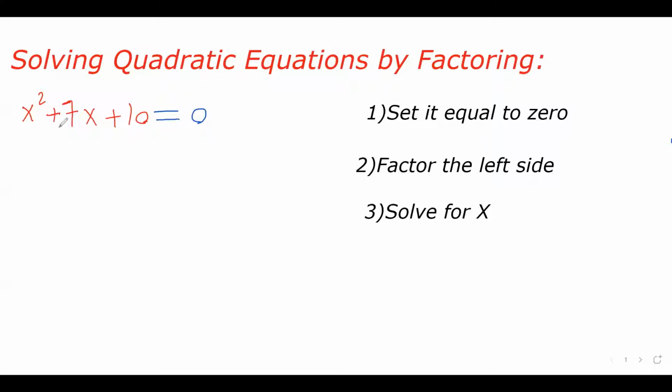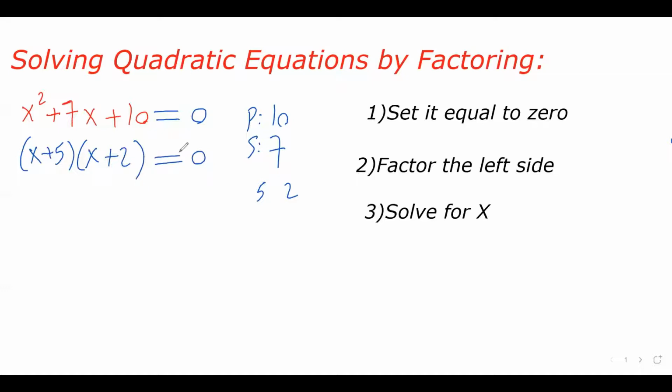So as you know, I have to find two numbers, which their product is a times c. In this case, the product should be 10 and their sum should be 7. What are those two numbers? Those two numbers are 5 and 2. 5 times 2 is 10. 5 plus 2 is 7. So my factors are x plus 5 and x plus 2. Set it equal to 0.